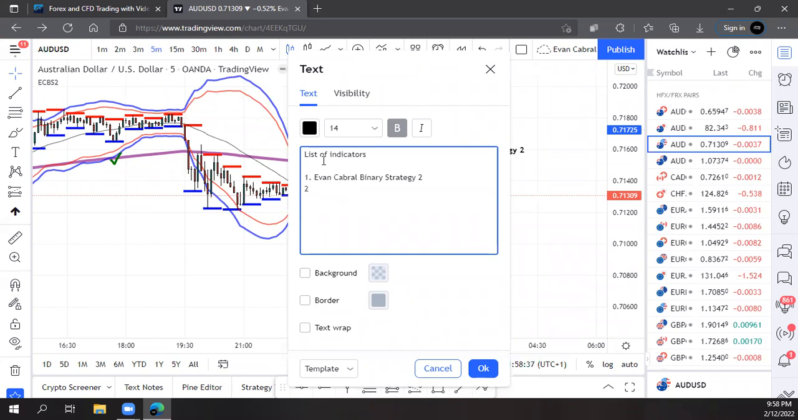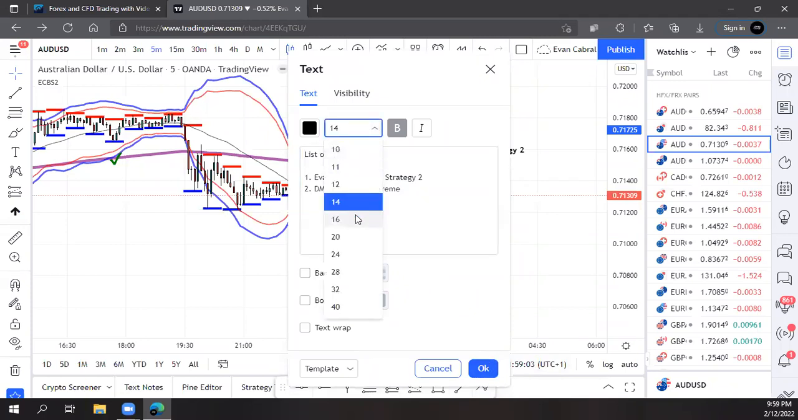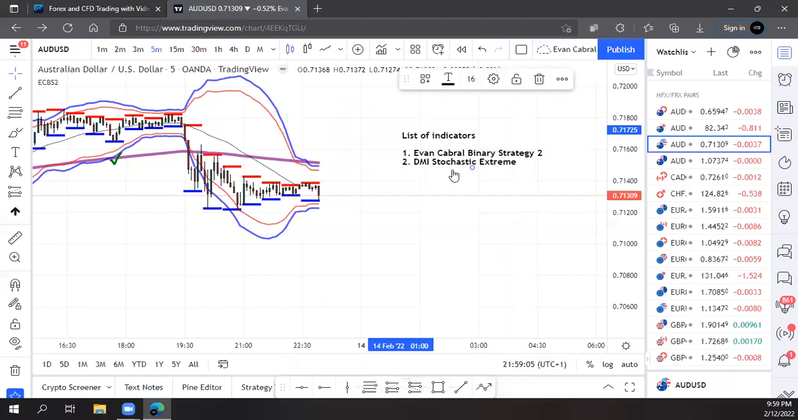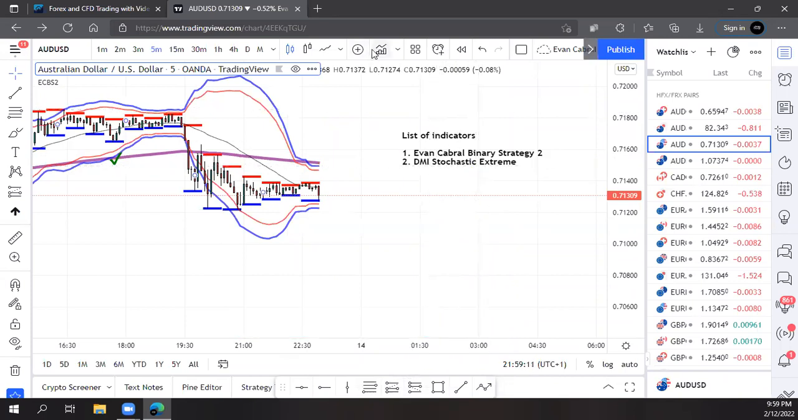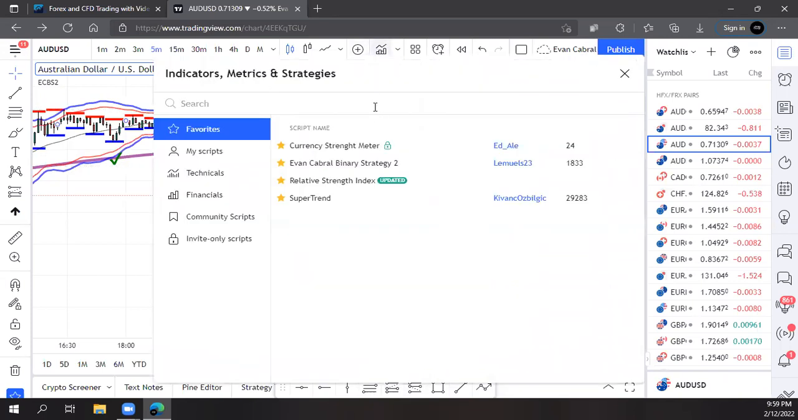Then we also need an indicator called DMI stochastic extreme. So if you have your laptop and you're plugged in with your phone, you should be doing this as well. So the next one we are going to look for is DMI stochastic extreme. That's what I want to add now.